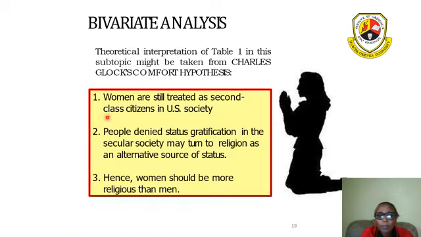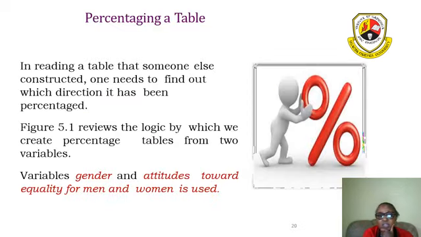So the previous research showed that the majority that were attending were women. In that analysis, someone can say they want to use Charles Glock's comfort hypothesis, which says that women are treated as second class, and because they are denied gratification status, they decide to go to religion. Hence, more women attend church than men because they are second class. So that's just an example of using a theory to come to a conclusion according to the previous research that was done.